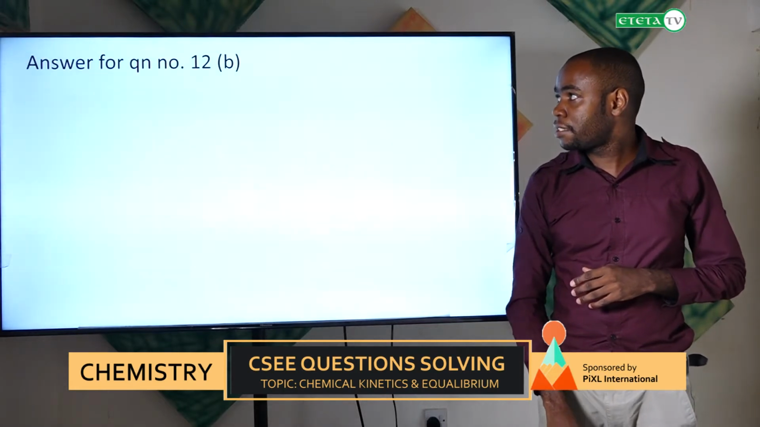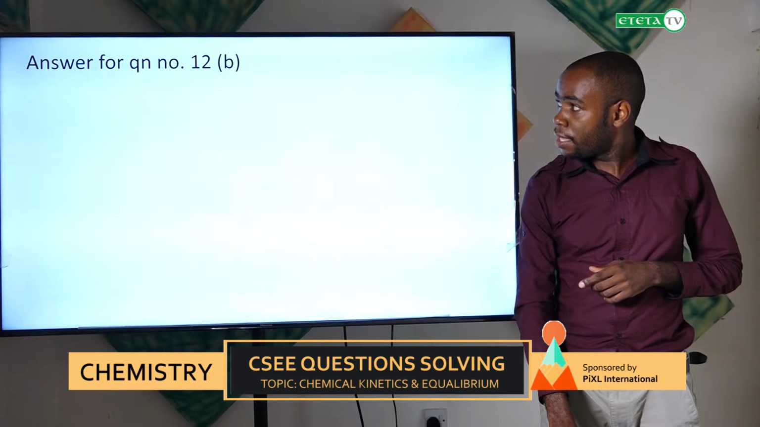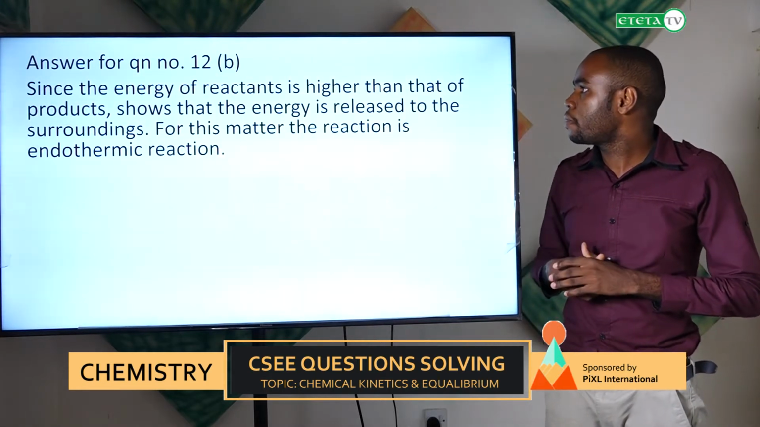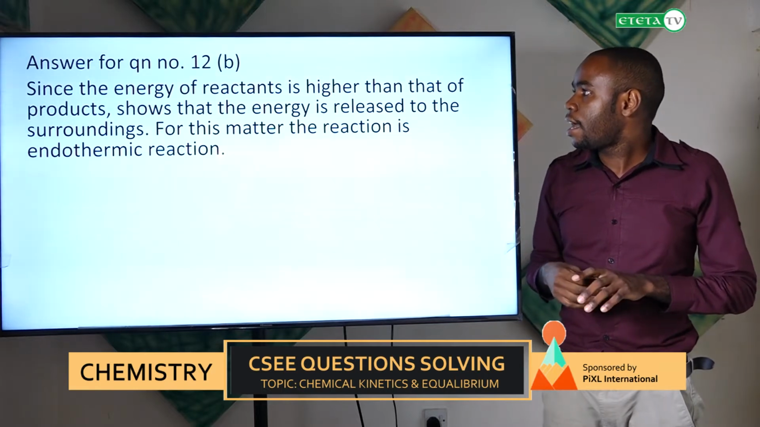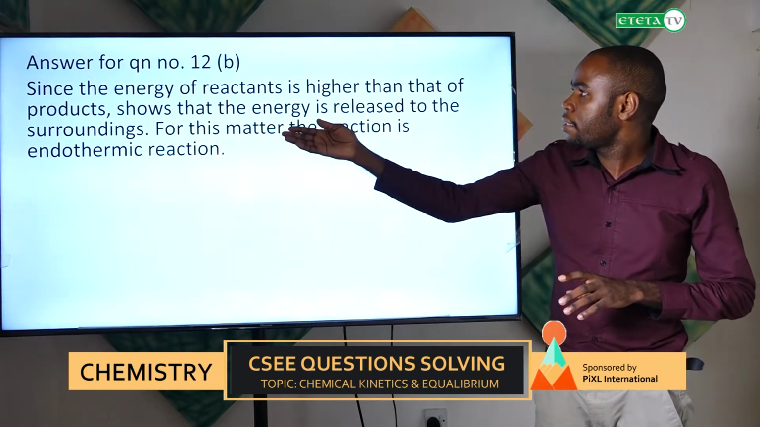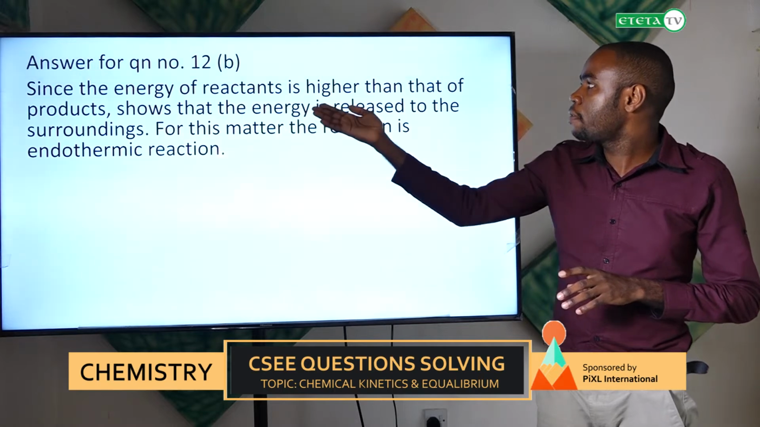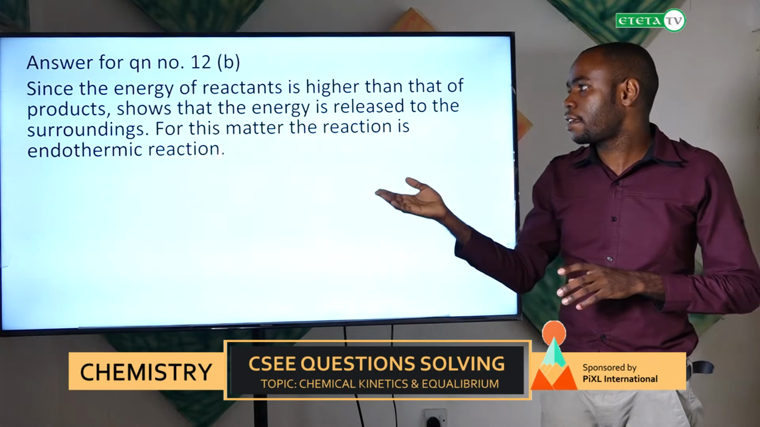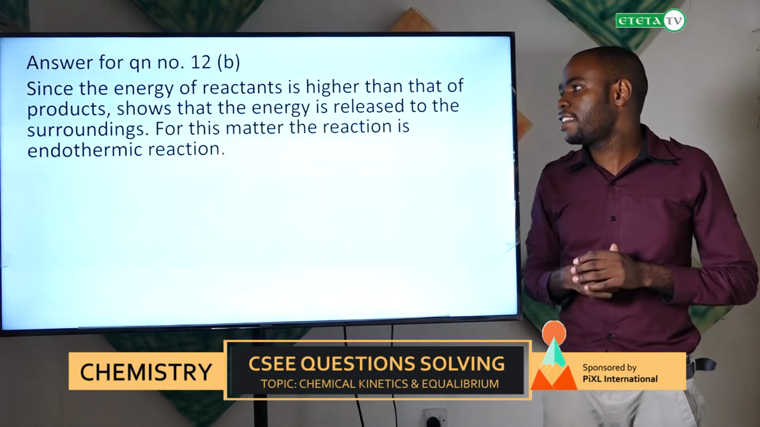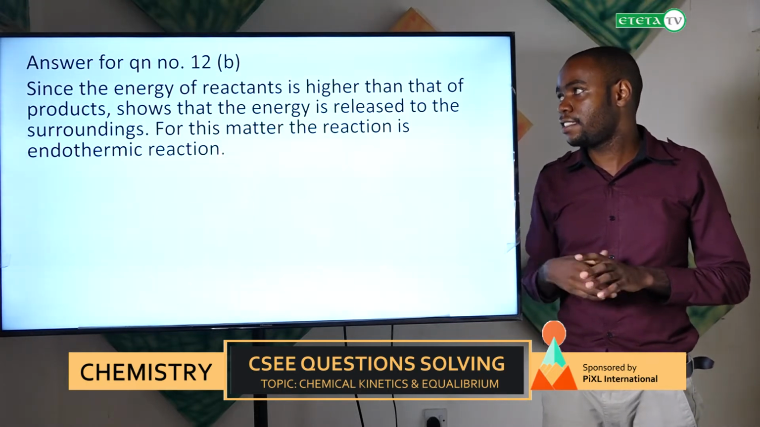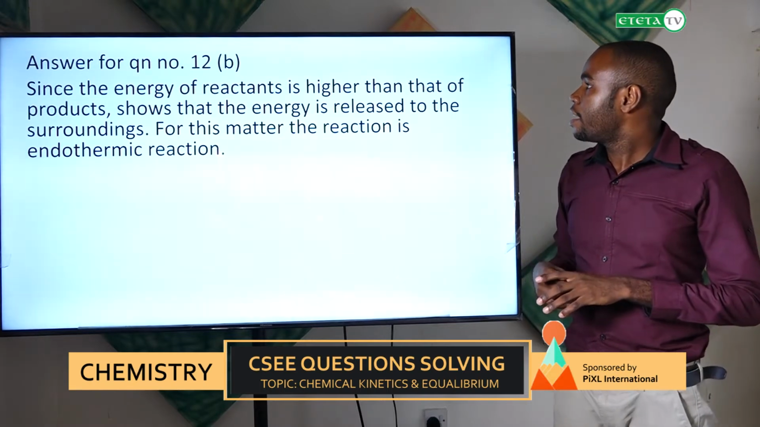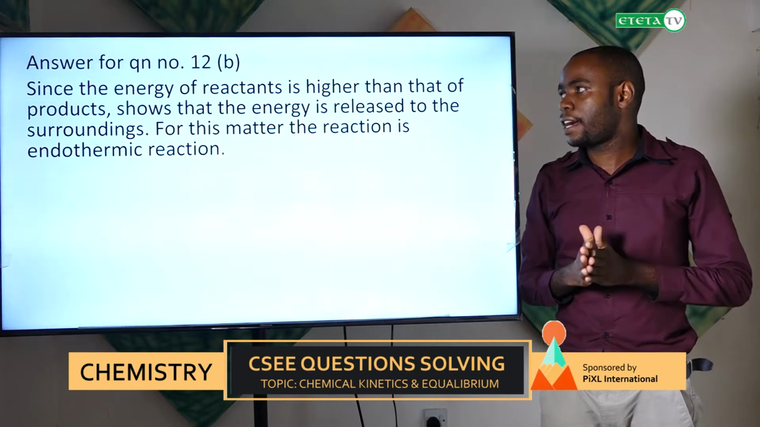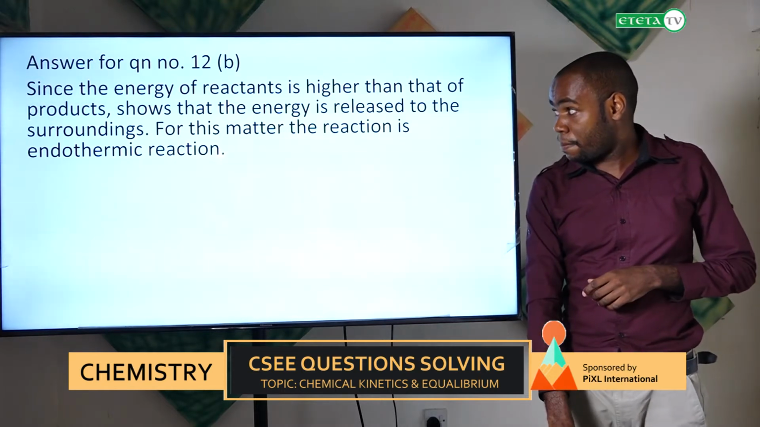After this, question number 12B. The answer is, since the energy of reactant is higher than that of product, energy is released to the surroundings. For this reason, the reaction is endothermic. So the reaction is endothermic because the energy of reactant is higher than that of product from the reaction path.